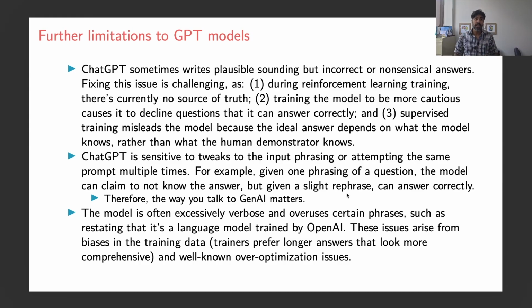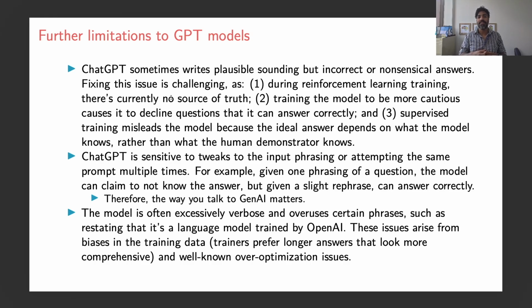So what are further limitations of GPT models? And it's hyperlinked because it's accessible through ChatGPT's website. It says ChatGPT sometimes writes plausible-sounding but incorrect or nonsensical answers. Fixing this issue is challenging, as, one, during reinforcement learning training, there's currently no source of truth. So it doesn't have a sense of what truth is in that process. And training the model to be more cautious causes it to decline questions that it can answer correctly.